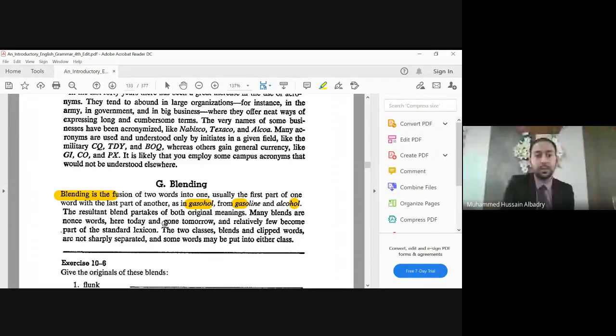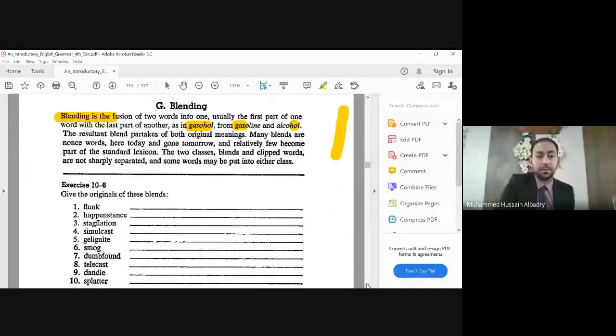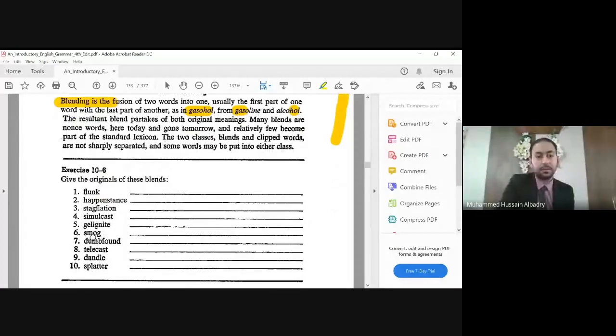We take the first part and the last part. The resultant blend partakes of both original meanings. Okay? Many blends are nonsense words. Here today and gone tomorrow. Some of them are nonsense, but some of them are very important. For example, here we have these examples. We have flank. See here. For example, this word smog. شنو أصل معناتها smog؟ جاي من smoke. شلون؟ نكتب لنا نوت.